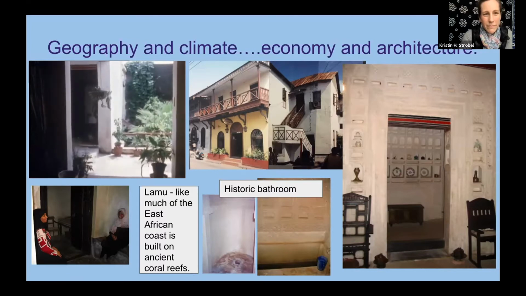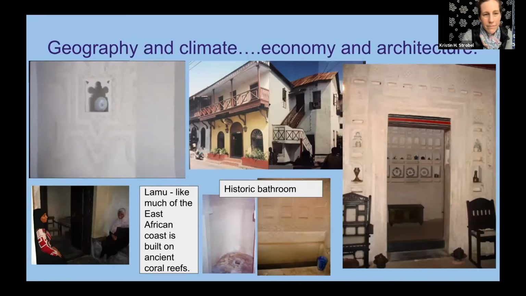While the inhabitants of London in Elizabethan times were emptying chamber pots out of the window, Swahili residents of Lamu who could afford such a house as this enjoyed the luxury of good internal sanitation.